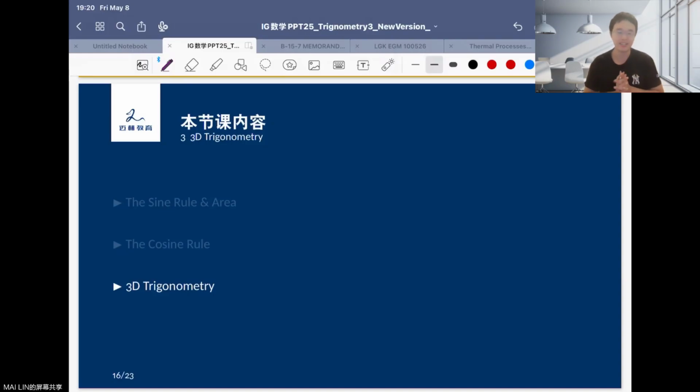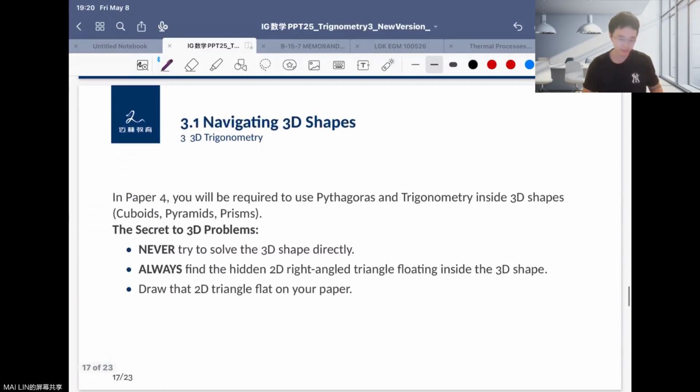Okay, hello guys. Today we're talking about three-dimensional trigonometry. So let's move into the first part about three-dimensional trigonometry. First, we have to understand what three-dimensional shapes are.